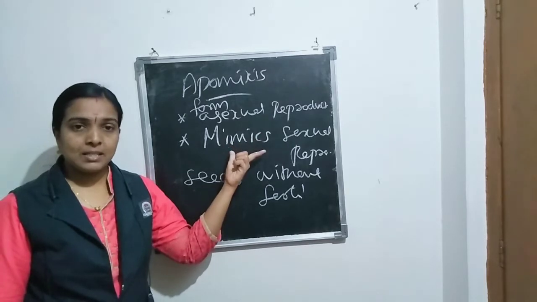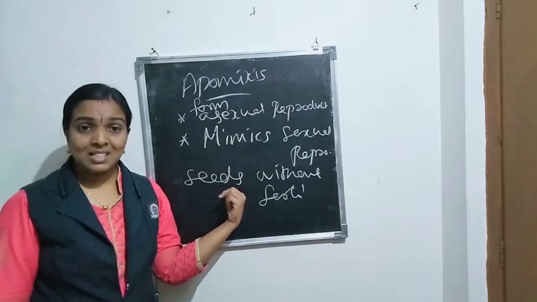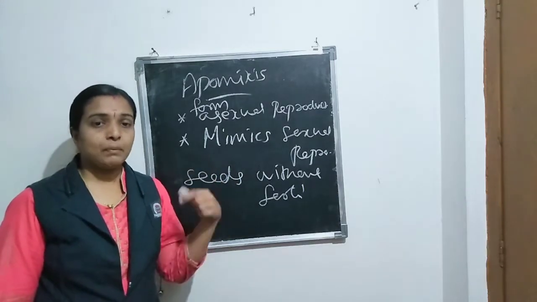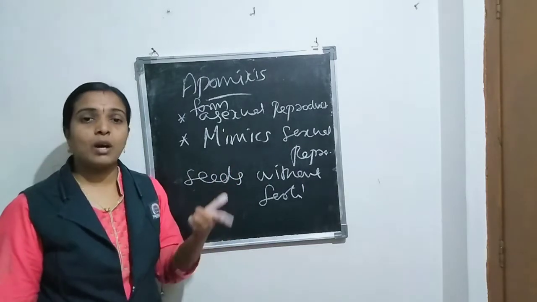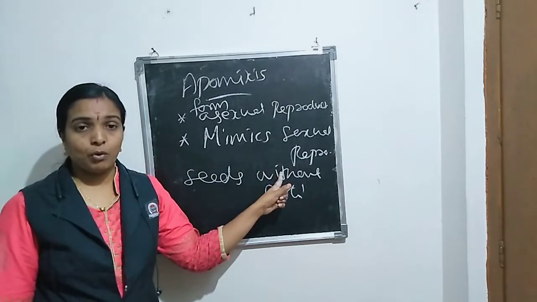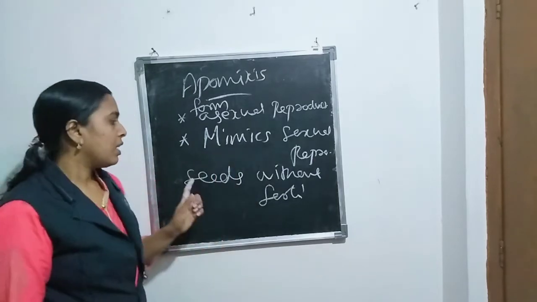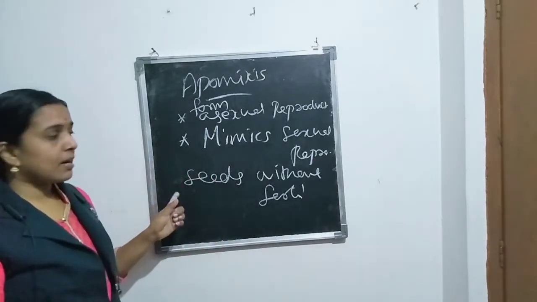Why is apomixis considered a form of asexual reproduction? Because seeds are formed without fertilization. Then it mimics sexual reproduction. Why? It mimics sexual reproduction means there is seed formation. But there are some examples.